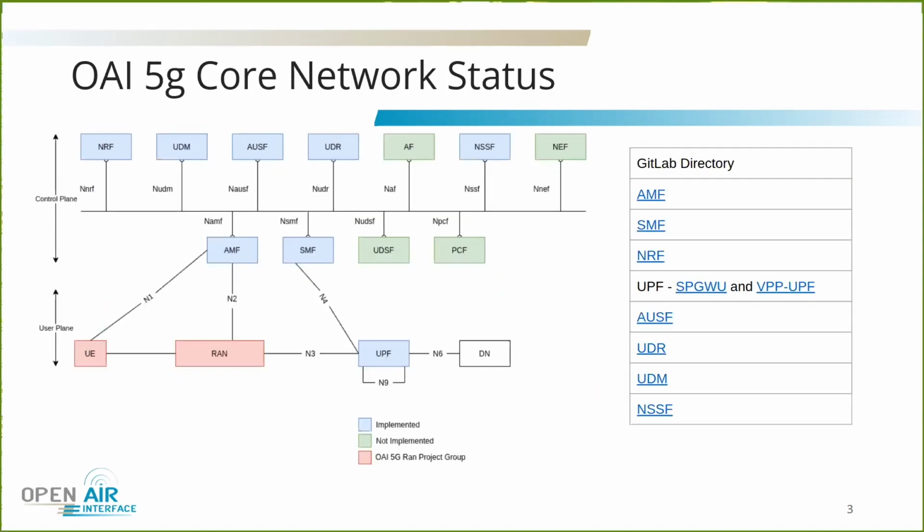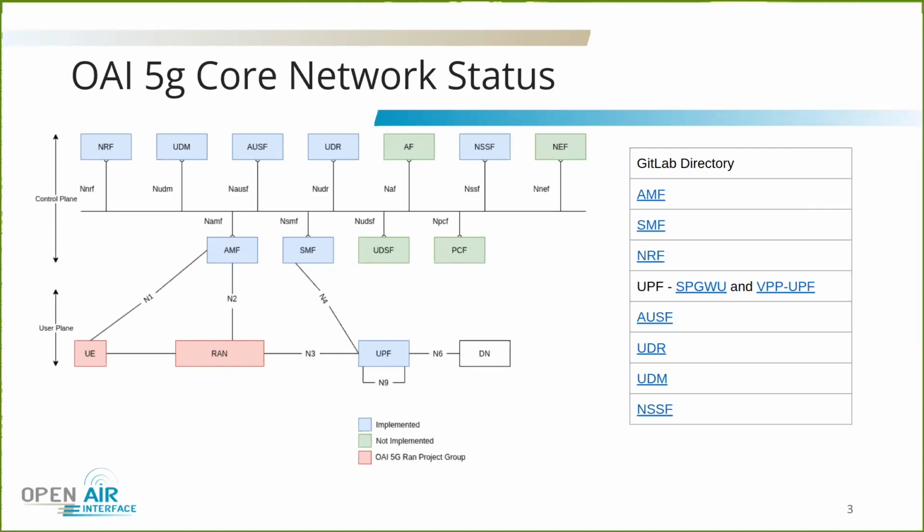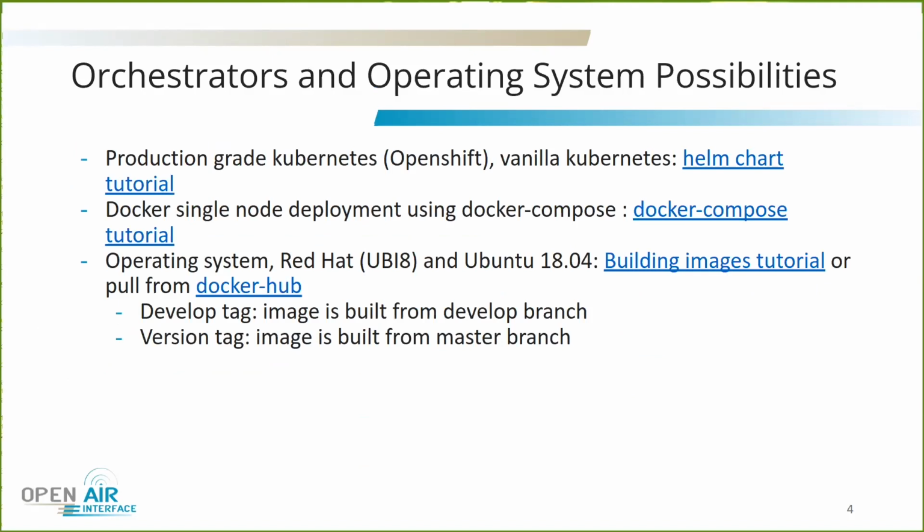So as Tim showed you earlier, this is what we have today, with all the core network components which are available. After this lab session, my presentation will be available. You can click on all these GitLab directories to go to the respective directory of all the network function components. If you want, you can also Google it. You can Google OAI AMF or SMF. You will find it.